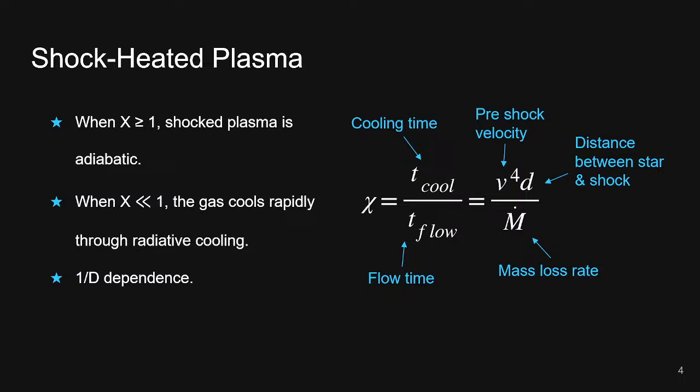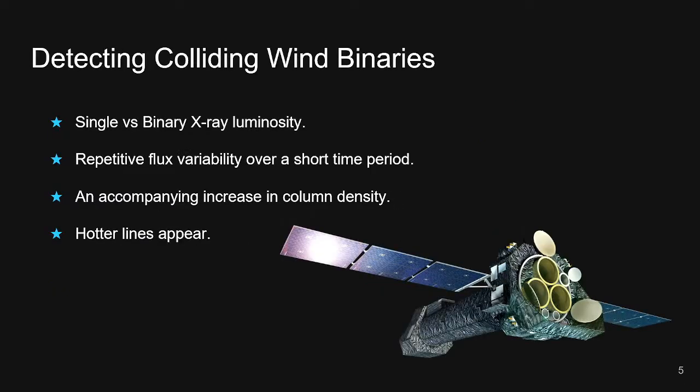In this bow-shaped shock front, it actually creates a shocked, heated plasma. And this plasma is described by this equation up here. You can see that when chi is greater than or equal to 1, it means that the system is adiabatic. It means that we can model it pretty well with some simple temperature models and get a decent understanding of what's going on. However, when chi is much less than 1, it means that the system could be undergoing radiative cooling, which is a much more complex process. And when the winds are colliding at terminal velocity, it gives a constant mass loss rate and a 1/d dependence.